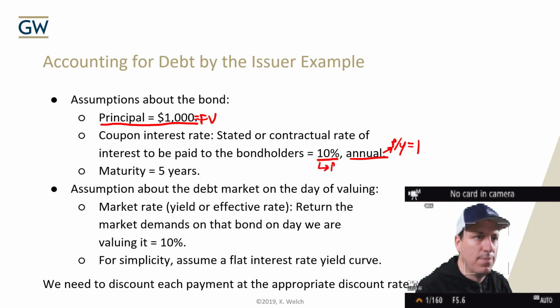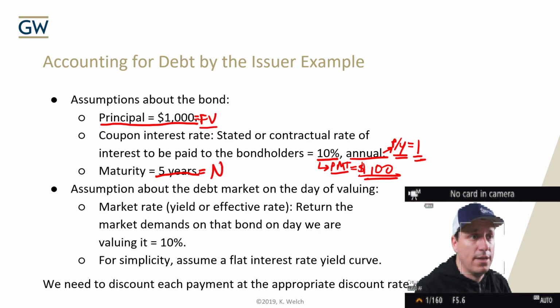That equals the payment. But we don't want it as a percentage. We want it as a dollar amount, right? So what's 10% times 1,000? It equals $100, all right? So that's what we put into our payment button. Payment button is going to be equal to $100. Our payments per year is 1, and our future value is equal to 1,000, all right? The next, we have 5 years. 5 years equals N. That's the number of payments we have.